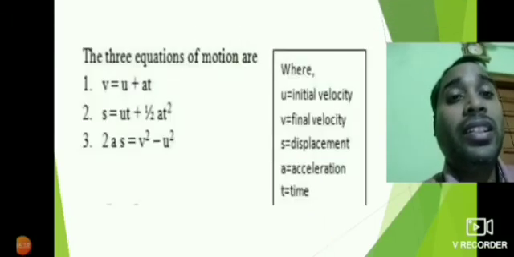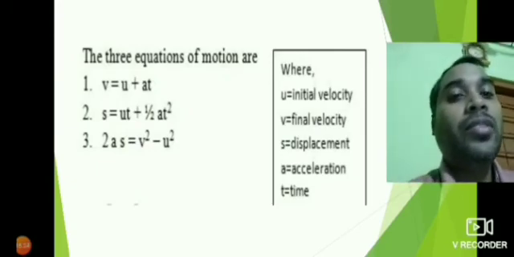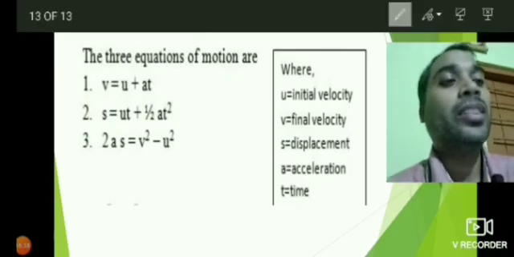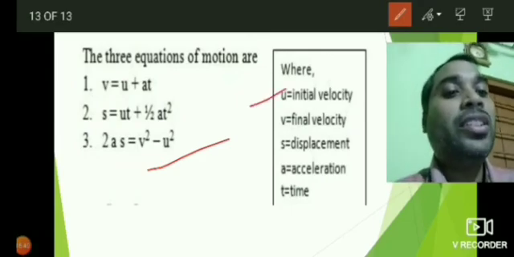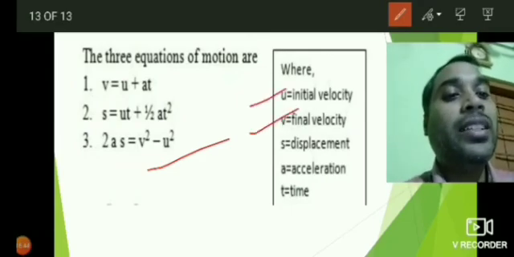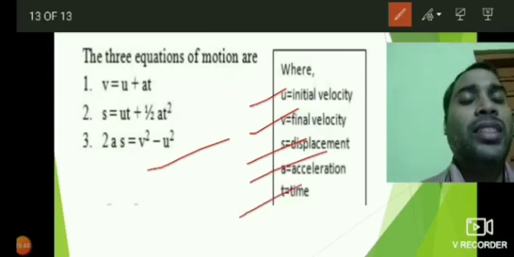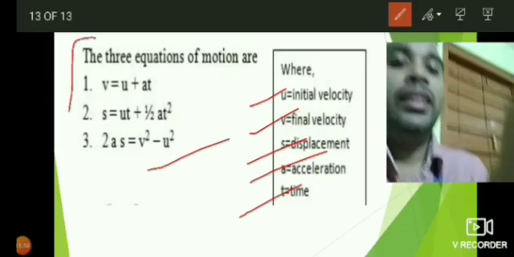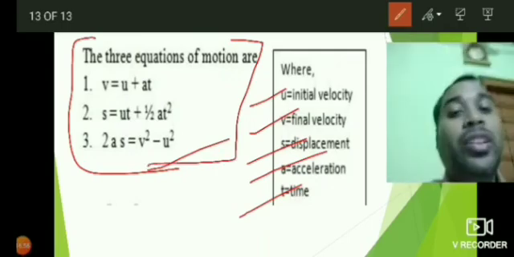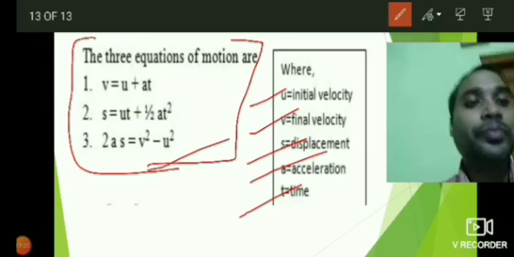Okay, so these are the three equations of motion. Number 1, v equals u plus at. Number 2, s equals ut plus half at square. And number 3, twice as equals v square minus u square. Where u represents initial velocity, v represents final velocity, and s represents displacement. a is the acceleration and t is time. So these things you have to remember. Please try to underline or highlight these three equations of motion. These are very important, and a few numericals you can practice depending on these formulas. So please try to remember these equations.